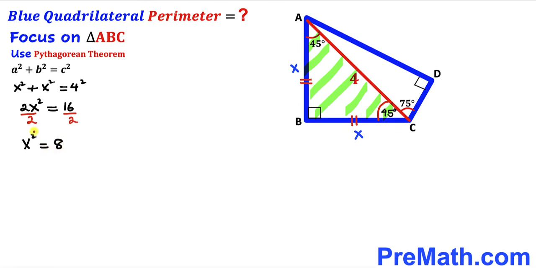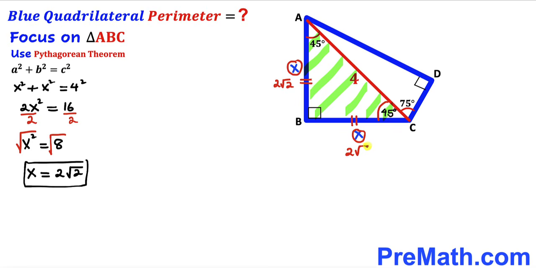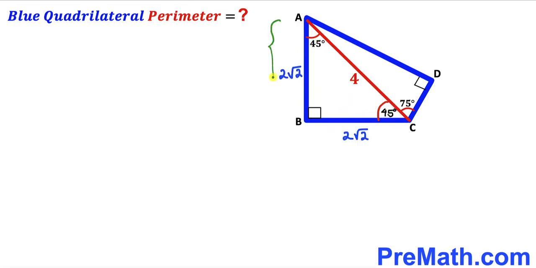And now I am going to undo this square by taking a square root on both sides. So therefore, our x value is going to be equal to 2 times the square root of 2 units. So therefore, this x value turns out to be 2 times the square root of 2. And likewise, this x value is 2 times the square root of 2 as well. So thus we figured out the value of this side length and this side length as well. And now our task is to find the value of this side length and the side length value, this one as well.